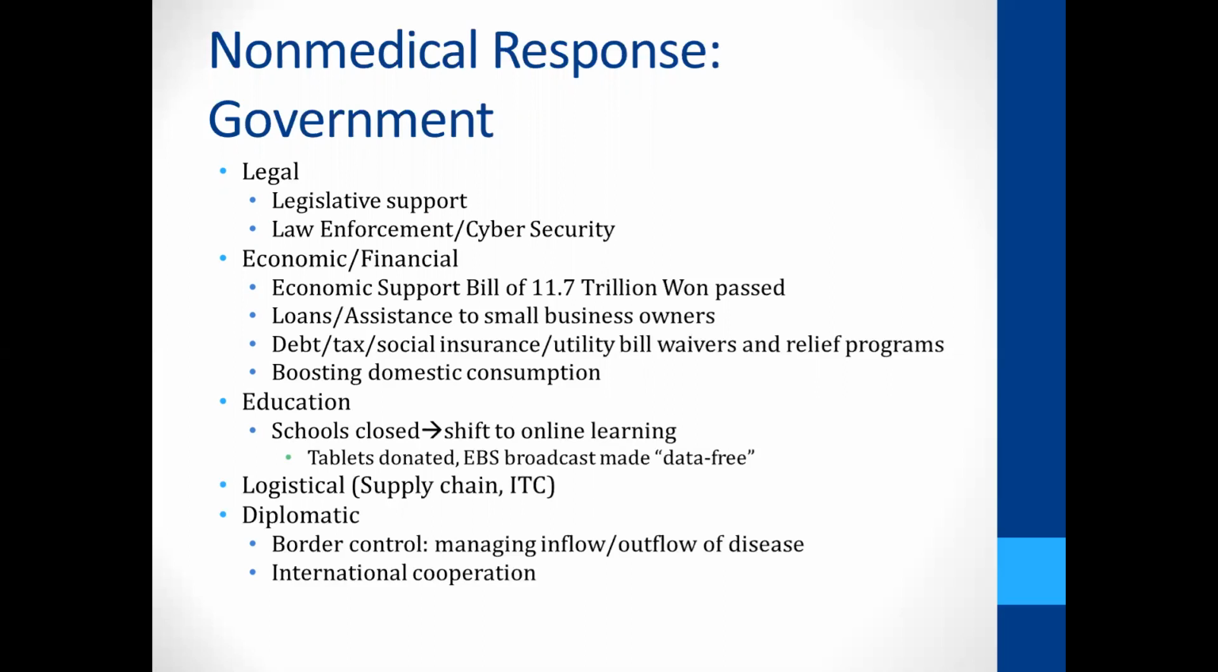Economic and financial support came in the form of an economic support bill of 11.7 trillion won, in addition to loans and financial assistance to small business owners and programs that waived or relieved debt, taxes, social insurance payment, and utility bills. Programs were developed to boost local businesses and stimulate domestic consumption. Since schools were physically closed, online learning was initiated, and internet and tech companies helped by donating tablets and services. The programs on the educational broadcast system were made data-free when accessed through their app.